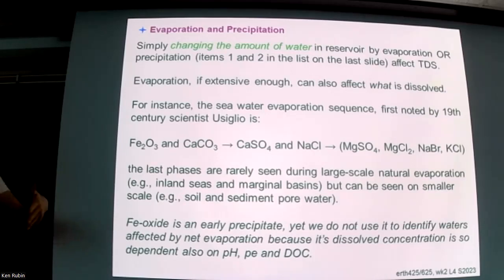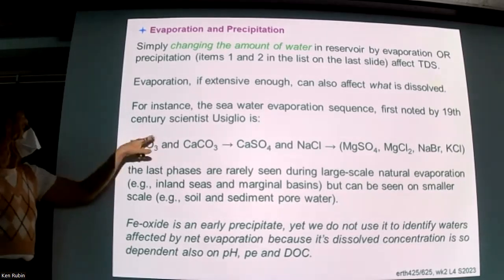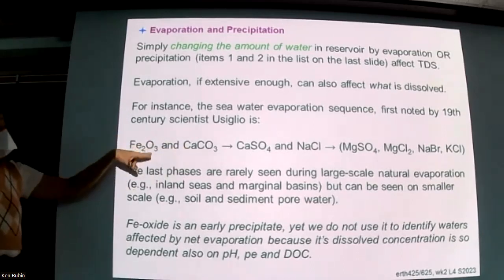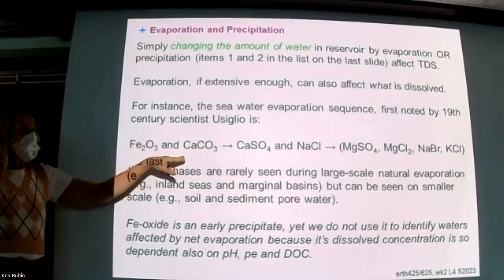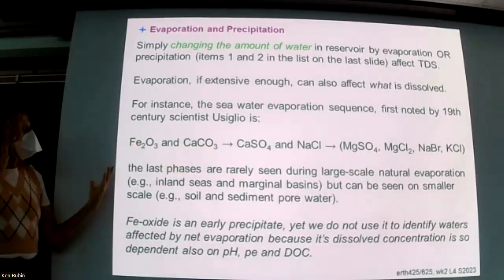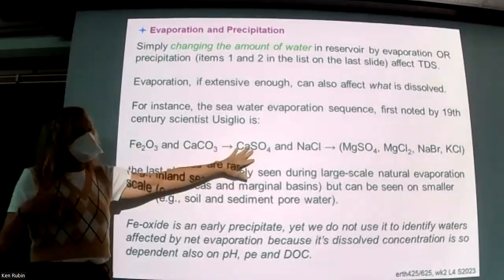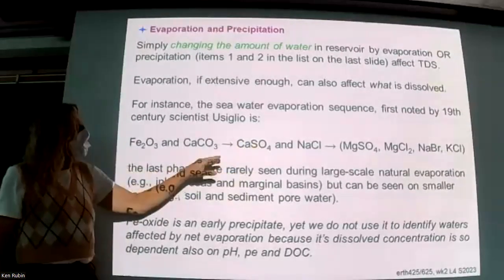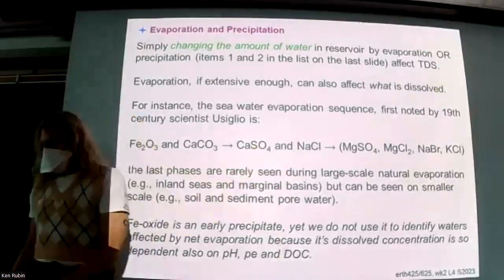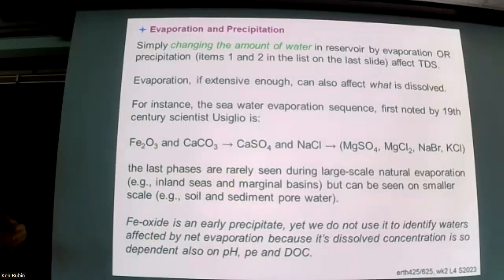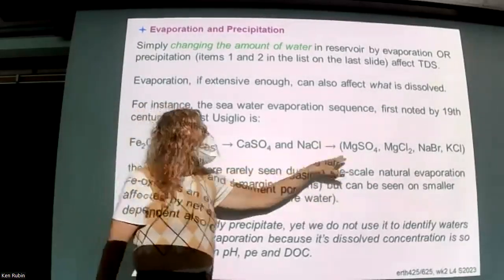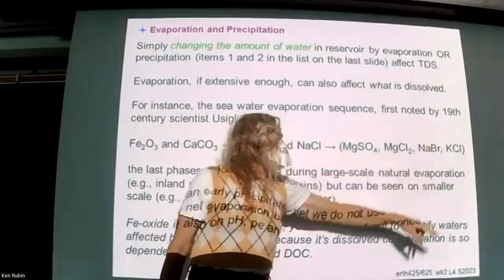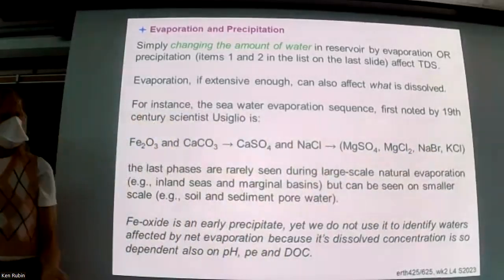And he came up with a sequence, which is that the first things that come out of the water are iron as an oxide or an oxyhydroxide, and calcium as calcium carbonate. Then as you dry it some more, you get some calcium sulfate. Remember the stuff we talked about, gypsum or anhydrite. You get some sodium chloride. And then if you dry it even more, and you have to go pretty far down, you will next make some magnesium sulfate. And then even further, you'll get magnesium chloride, sodium bromide, potassium chloride.